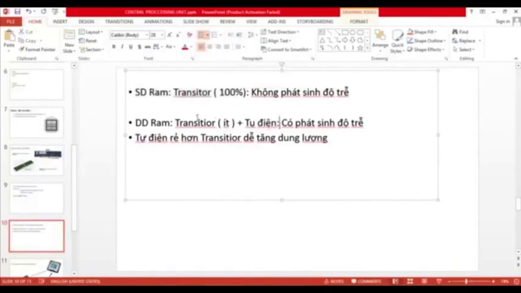Đó chính là lý do vì sao RAM họ lại dùng tụ điện và bộ nhớ cache CPU họ lại dùng transistor. Vì transistor này không có độ trễ, cho nên họ bắt buộc phải dùng trong CPU. Bởi vì khi dữ liệu một khi đã nằm trên CPU rồi thì bắt buộc phải xử lý rất nhanh với tốc độ rất lớn và không được phát sinh độ trễ. Đó. Rồi.